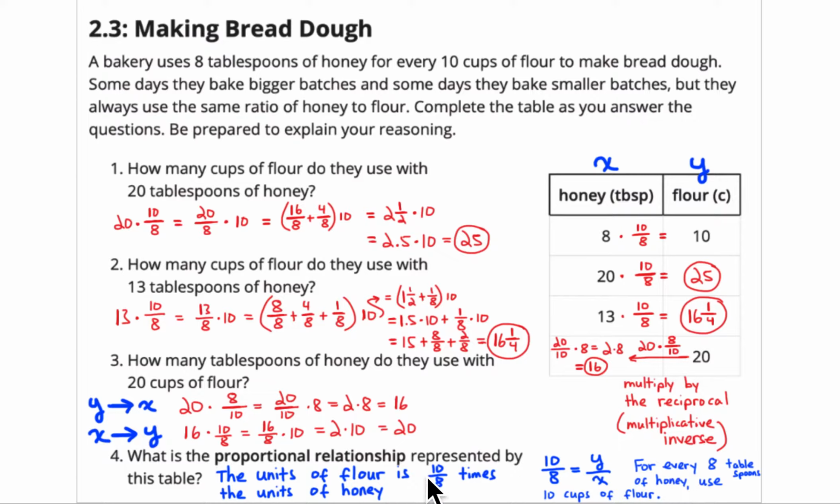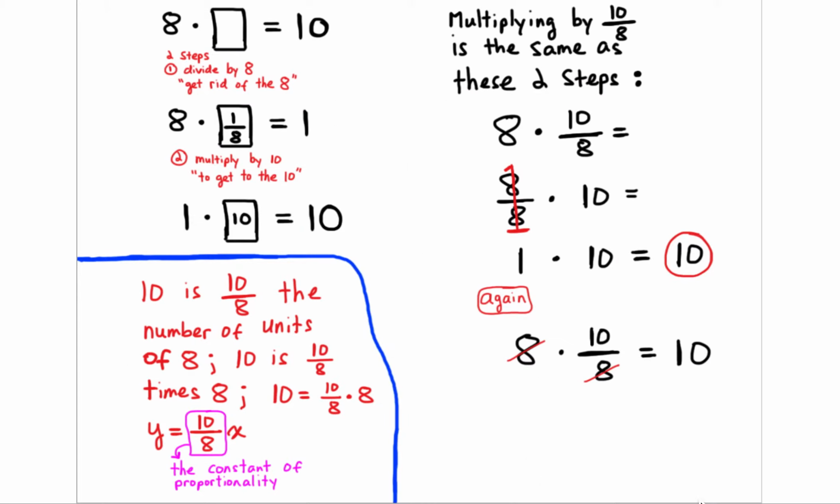The units of flour is 10/8 times the units of honey. So whatever you have as far as the units of honey, the units of flour, the cups of flour, are going to be 10/8 times that much. So 10 divided by 8 is y divided by x. That gives you the constant of proportionality of 10/8. For every 8 tablespoons of honey, you use 10 cups of flour. These are hard. This is just trying to get you into how to think about these problems.